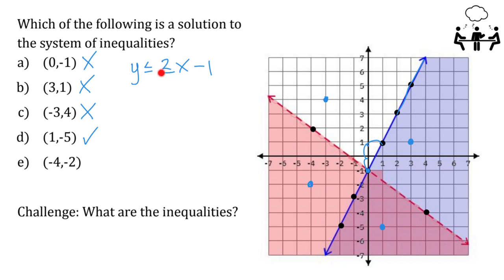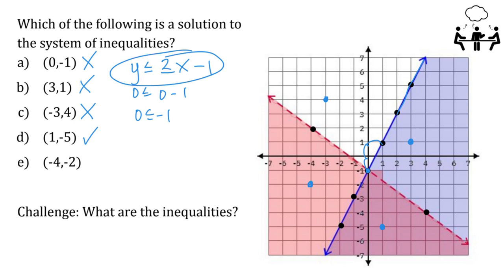One thing you can check is plug in 0, 0, and as we can see, it's not shaded, so it should make this inequality false. So if we plug in 0, 0, that's going to become 0 is less than or equal to 0 minus 1. So 0 is less than or equal to -1. That is false, so that's how I know that that's correct. Okay, so there's the first inequality.